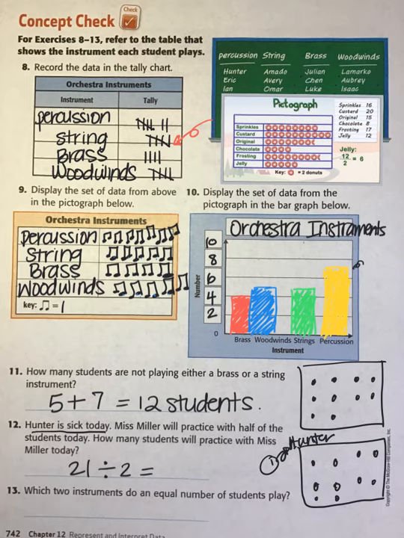So let's count these. 1, 2, 3, 4, 5, 6, 7, 8, 9, 10. So 10 students are going to practice with Miss Miller. You could have also subtracted the 1, Hunter, from the 21 and then had 20 divided by 2. Either way, you would have gotten 10 students that are going to practice with Miss Miller today.